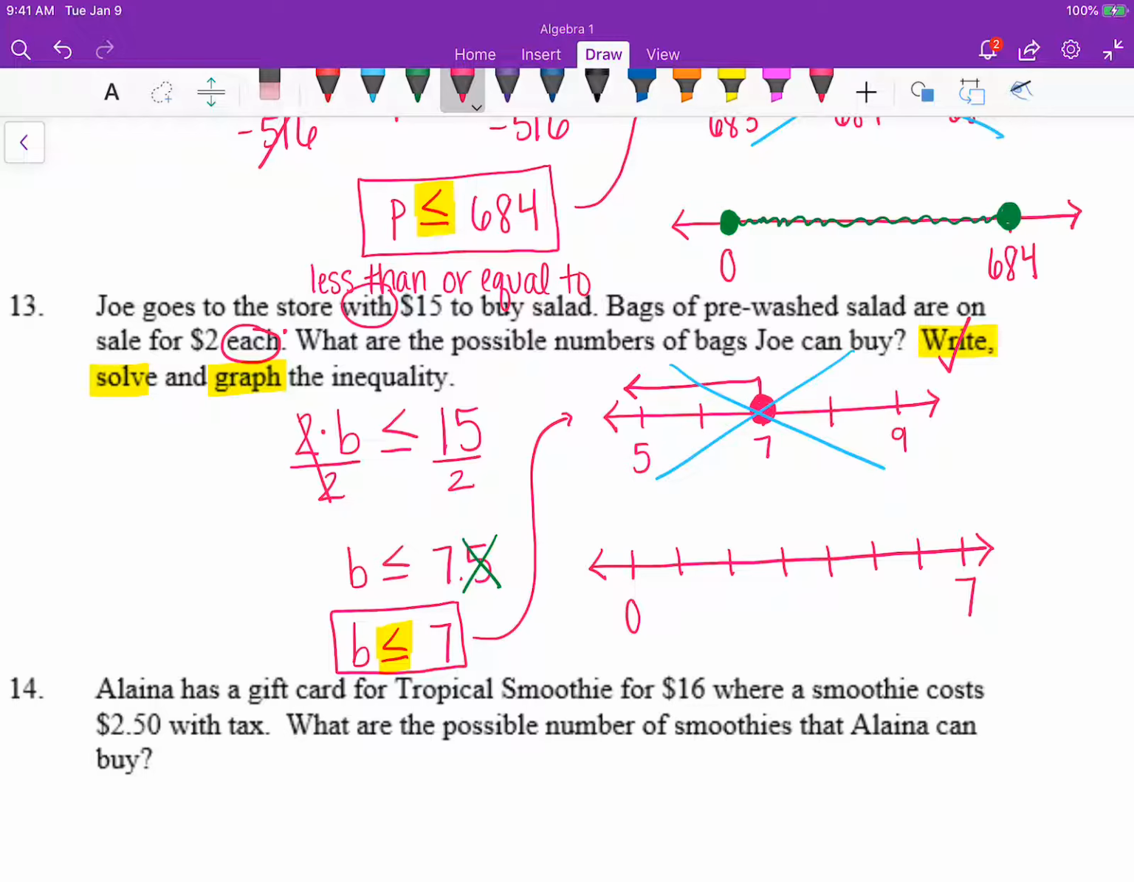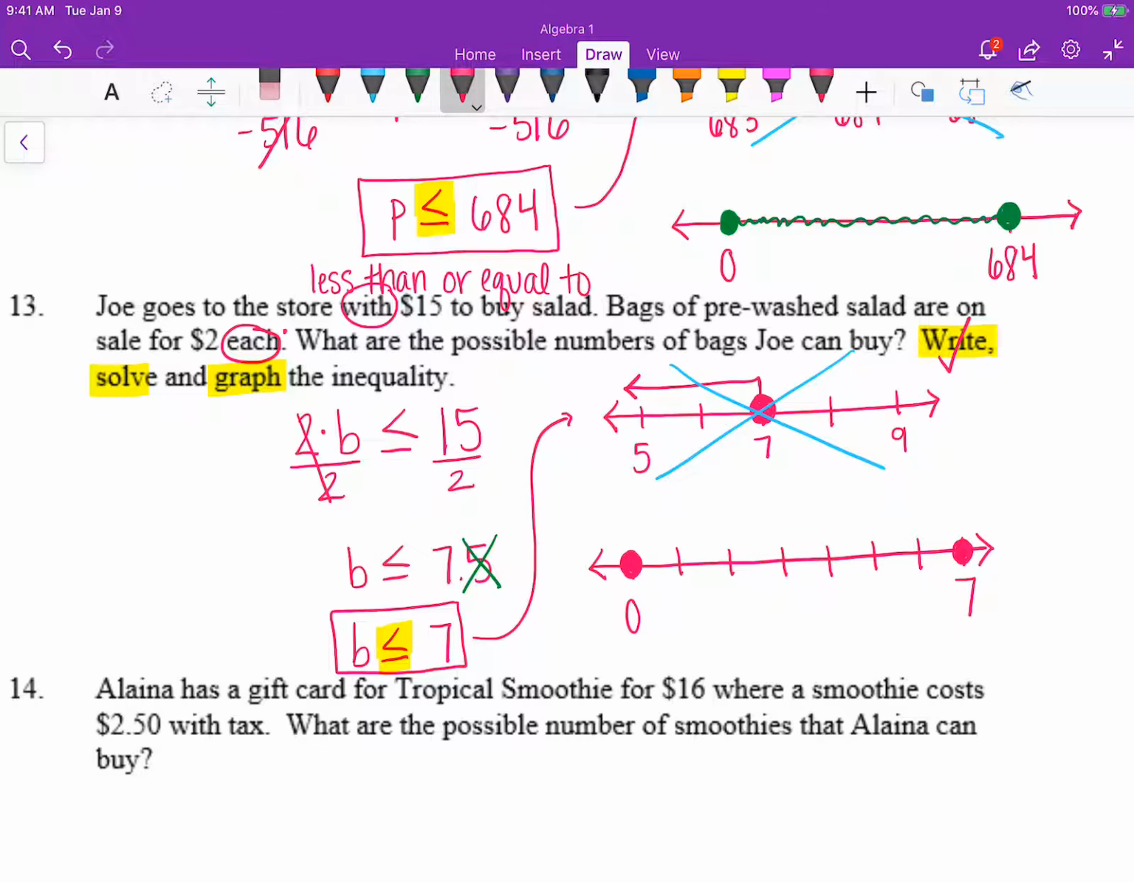I can buy 7 bags of salad. I can even buy 0 bags of salad if I really want to, but I'm actually not going to shade in between all of this, because if I make one big shading between 0 and 7, that means everything between 0 and 7, but we already said we can't buy decimal bags of salad, so I can't buy 2.5 bags of salad or 3.2 bags of salad.